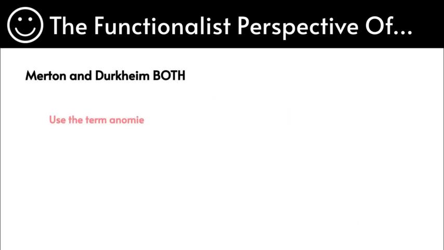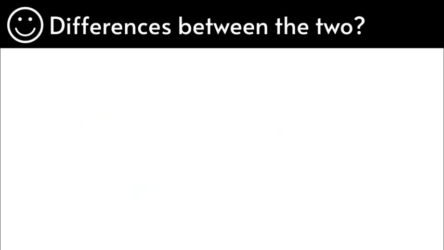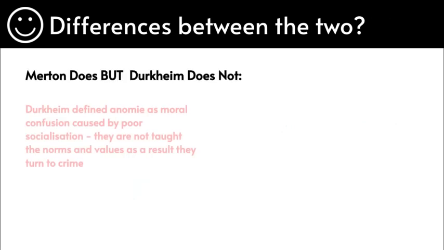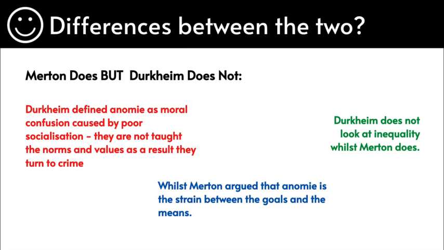So, Merton and Durkheim both obviously use the term anomie, both look at how social control can reduce crime, and both looked at shared values, which is known as shared value consensus. However, the differences between the two is that Durkheim defines anomie as moral confusion caused by two things. What are they? Poor socialization, okay? As they are not taught the norms and values, as a result, they turn to criminal or deviant activities. Durkheim does not look at inequality, whilst Merton does. Whilst Merton argues that anomie is the strain between the goals and the means, which Durkheim simply does not. Durkheim thinks of something else.